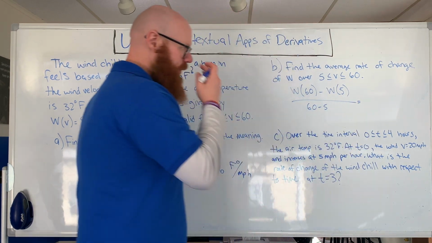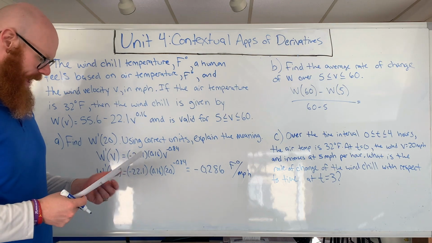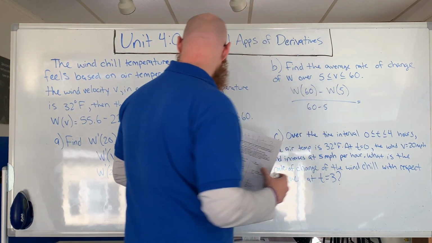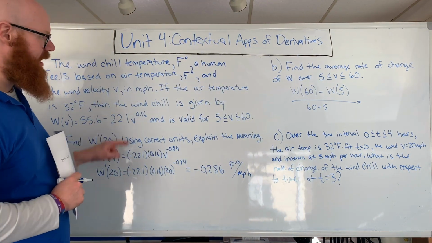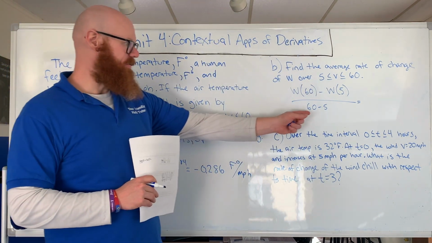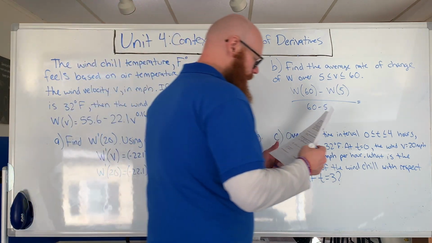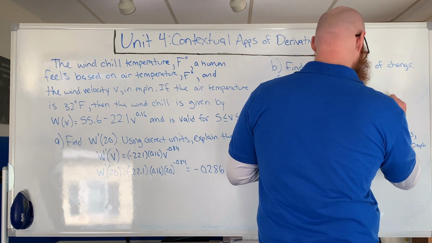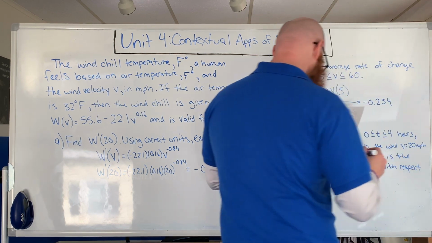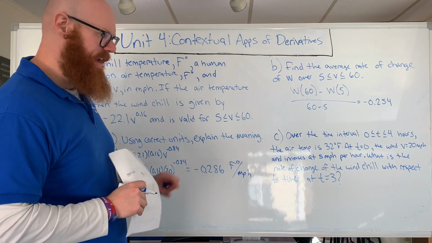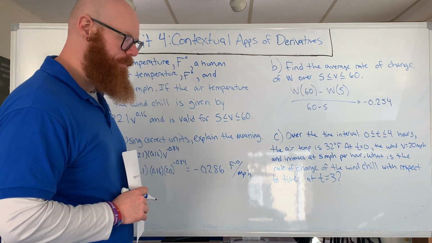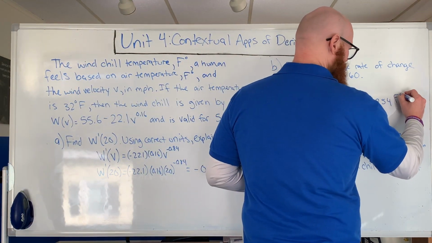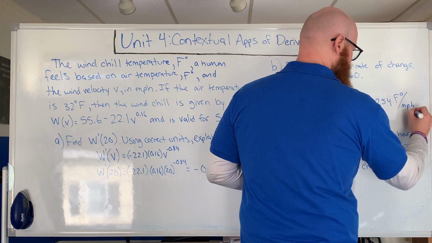So this is simply just substituting in. If you just plug in 60 to this and plug in 5 to this and then divide by 55, I just did the whole thing, then that ends up being negative 0.254. And again, it's the average rate of change. It's going to have the same unit as the instantaneous rate of change. So that's going to be degrees Fahrenheit per mile per hour.